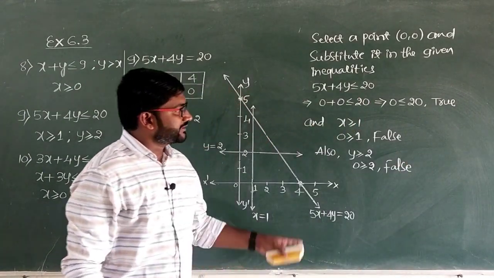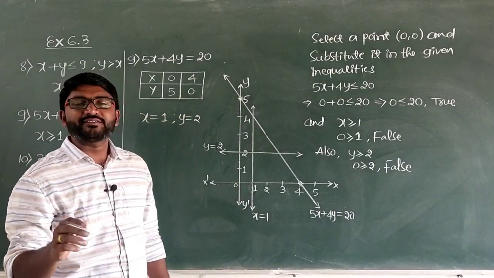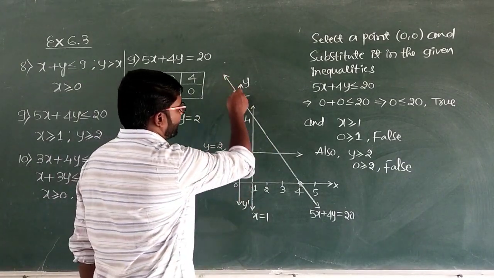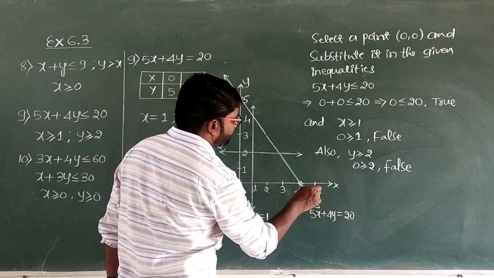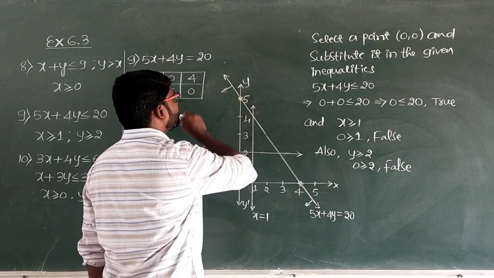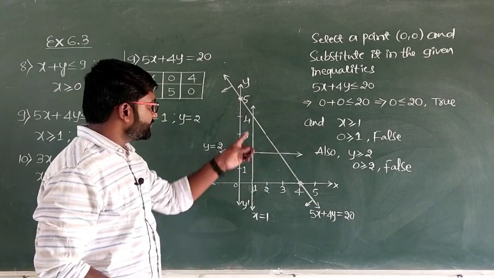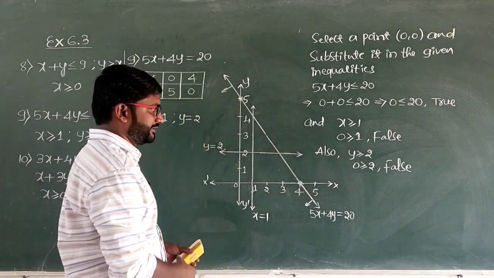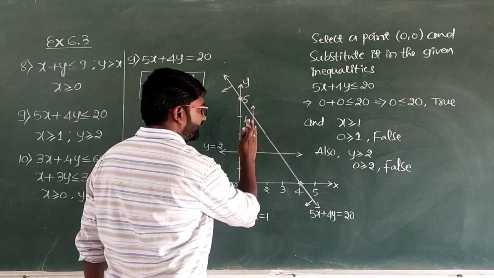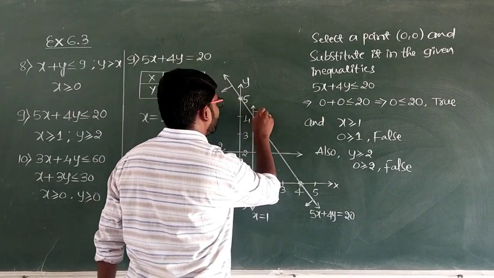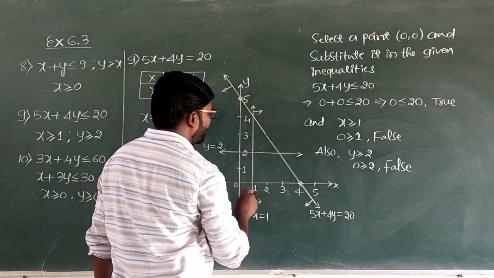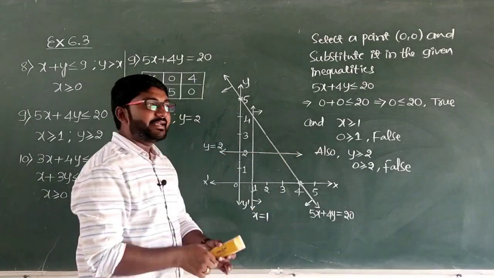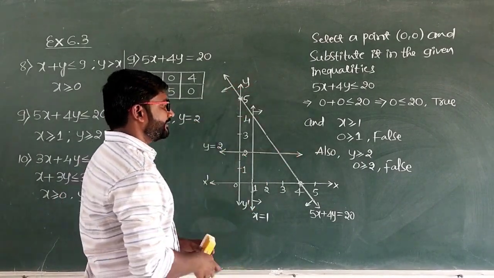Now, for the first case it is true and for the next two cases it is false. For this line the shading has to be towards the origin, and for these two lines, the vertical line and the horizontal line, it has to be away from the origin. For this vertical line, away from the origin means this portion, and again for the horizontal line it has to be away from the origin.